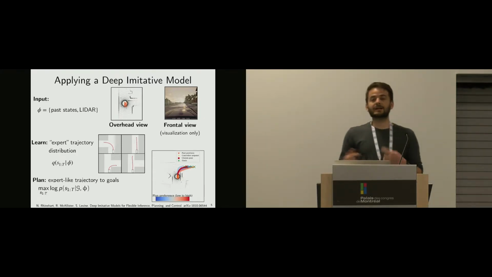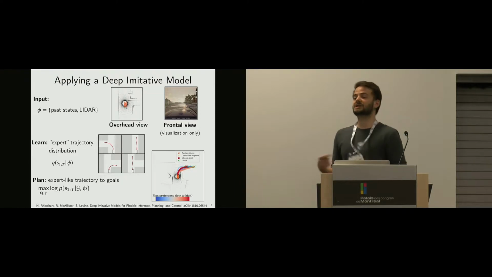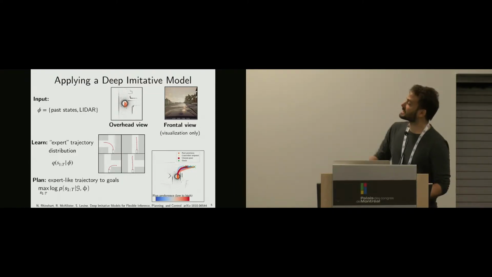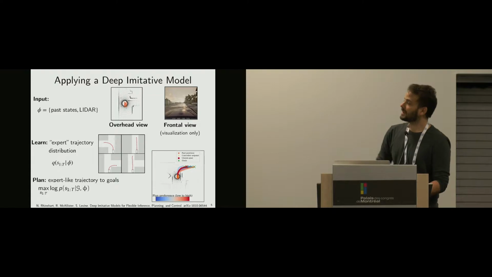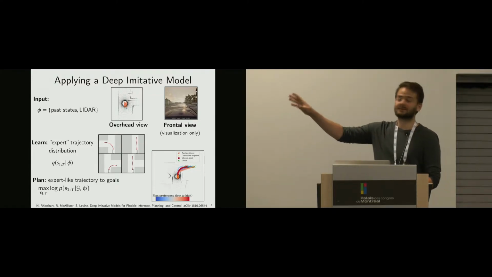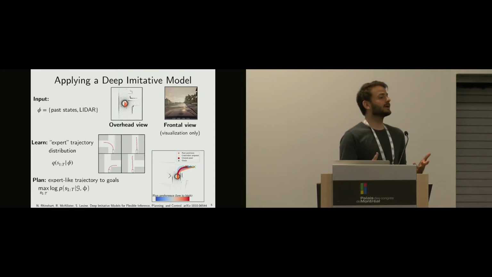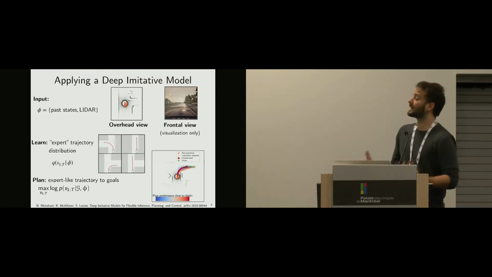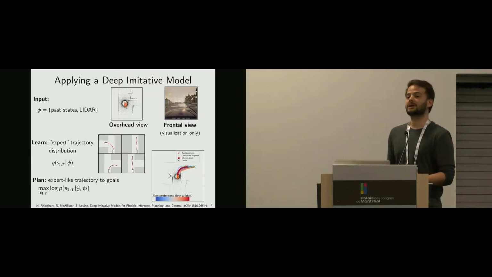Okay, so the learning step for an imitative model is, given demonstrations from an expert, we want to learn a trajectory distribution. So this is a probability density function over trajectories, which are a sequence of states, fixed length, given this side information phi. So essentially, this distribution is going to be predicting what the expert will do in new scenarios. So given a new scenario, you can sample from it and evaluate the quality of any given trajectory.